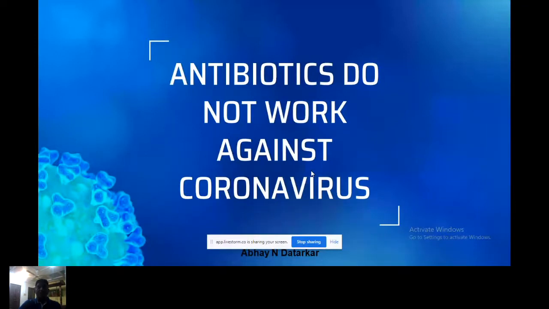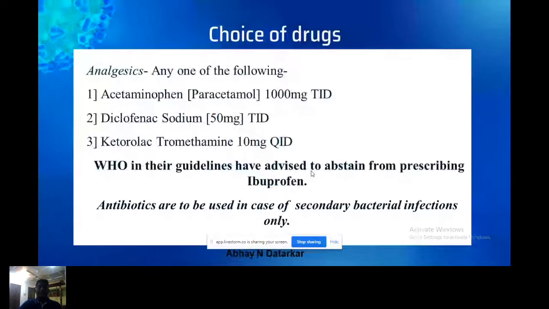And what are the choices of drugs? Analgesics like acetaminophen, paracetamol, 1,000 milligrams, up to 2,500 to 3,000 milligrams in a day in divided doses. You can divide it into 3 doses. Diclofenac is comparatively very safe, 50 milligrams divided into 3 doses, up to 150 milligrams.